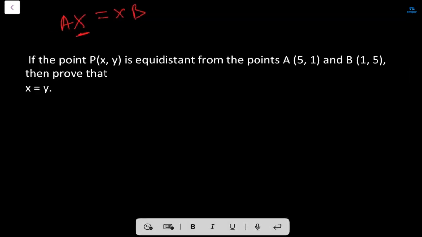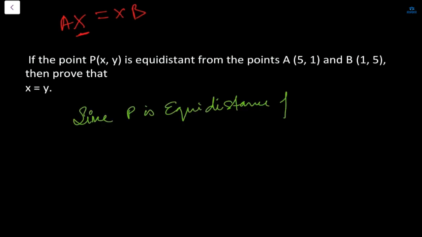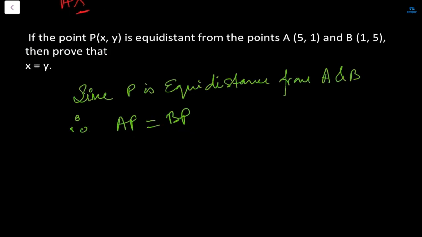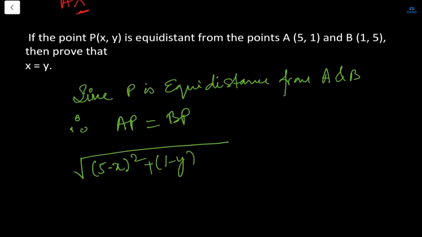Do this question. I need to find X and Y. First we find the distance and then divide it by 2? No, you don't need to find the distance and divide it by 2. You just need to equate the distances. Since P is equidistant from A and B, AP will be equal to BP. So what distance formula are you going to apply? AP will be the square root of (5 minus x) whole square plus (1 minus y) whole square, equal to the square root of (minus x) whole square plus (5 minus y) whole square.